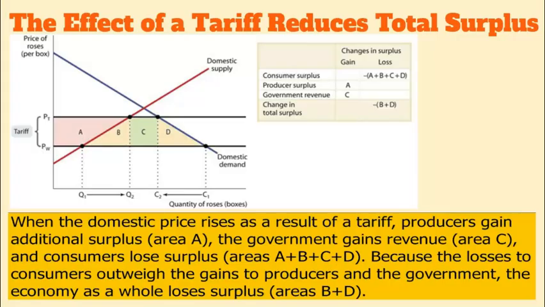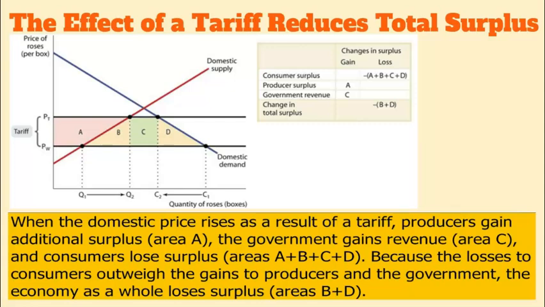One, we've added to the producer surplus because the higher price is benefiting the quantity that's being produced domestically. And so there's additional surplus there for producers. It is shrinking consumer surplus considerably because A, B, C, and D are now not a part of consumer surplus that were at the world price.